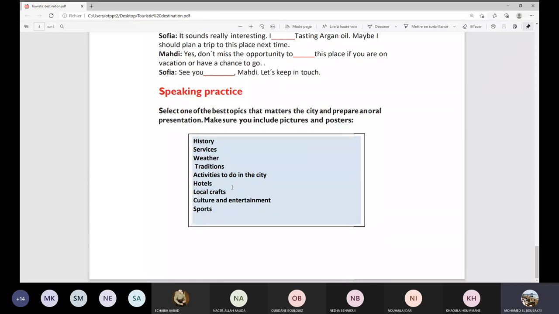Hotels, you can tell us the types of hotels, and I find it beneficial to avoid brands as much as you can, because maybe we mention some and we don't mention others, so better not to talk about brands. Local crafts, you choose one or two crafts and you talk about them. Culture and entertainment, you choose one of the festivities or festivals or activities, culturally speaking, and you talk about them. Sports, you choose a sport and you talk about it. Is it clear?